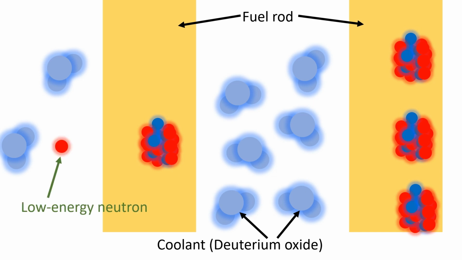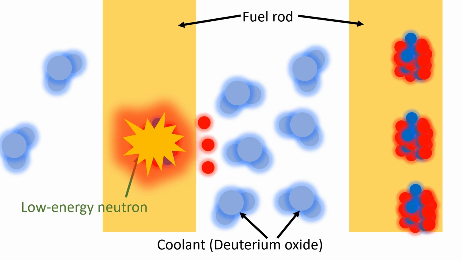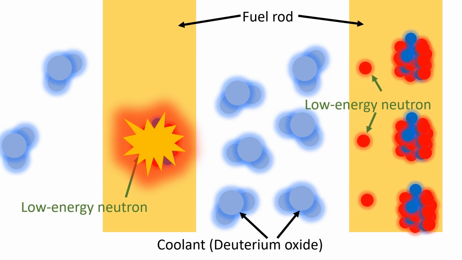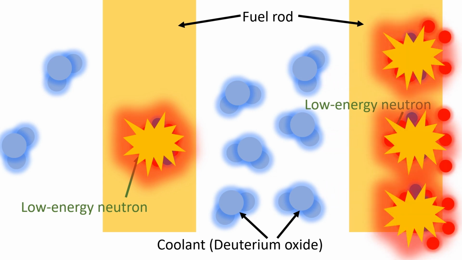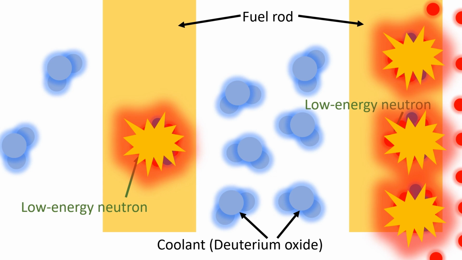Now let's start the fission process once again. As you can see, the three high-energy neutrons collide with deuterium oxide molecules, lose their energy, and become low-energy neutrons. As a result, the chain reaction can continue. But, if we let the chain reaction continue uncontrolled, it could result in a nuclear explosion.